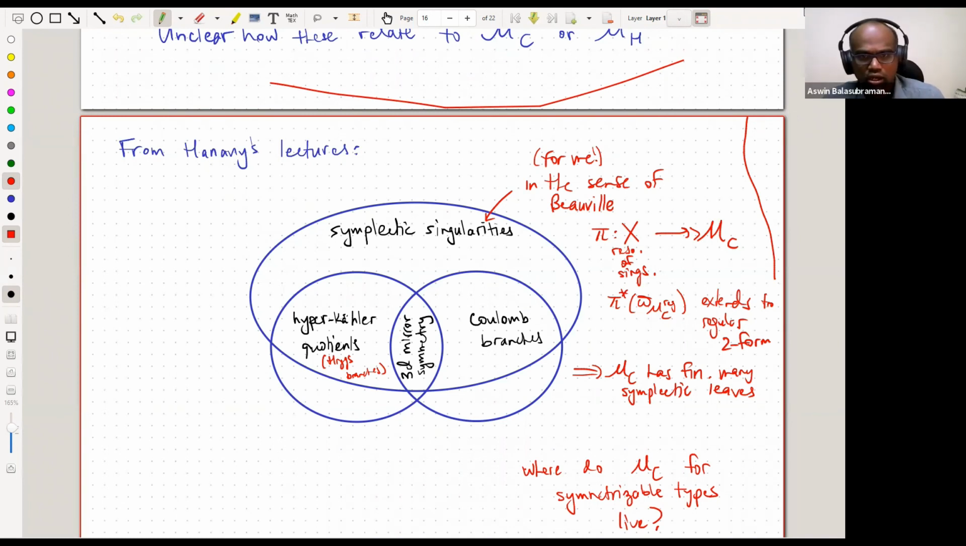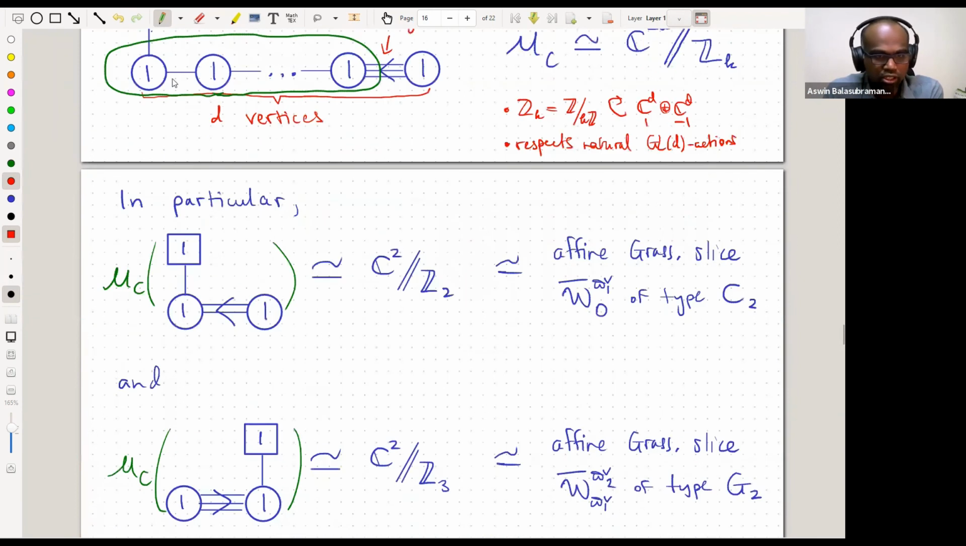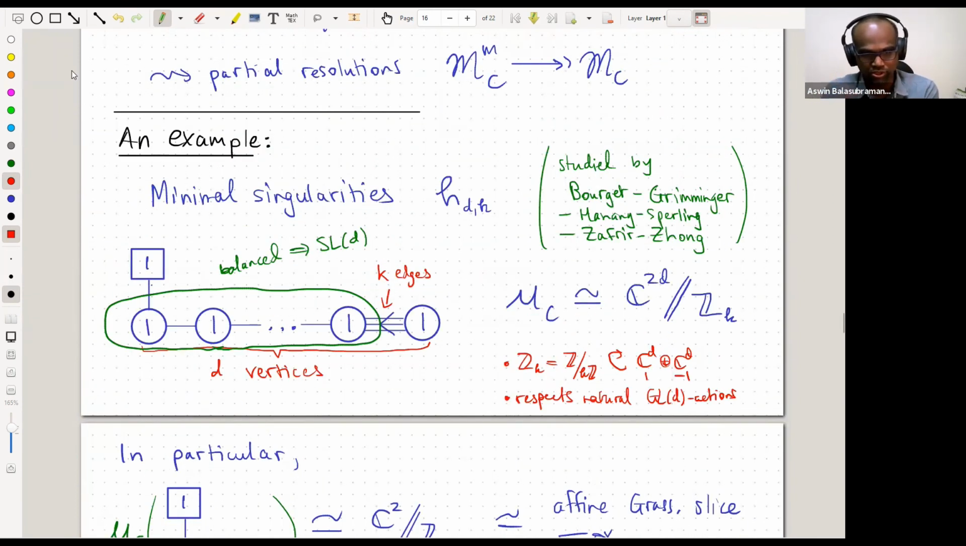Yeah, maybe I'll ask my question. So my question is about this notion of minimal singularity, the ones that have just two leaves. My general sense from Hanani's talk was that if there are a lot of ones in the quiver, that's already a sign that it's something minimal. There's nothing to subtract further. Is there a simple algorithm that tells you, just by looking at the quiver, whether you have something minimal?